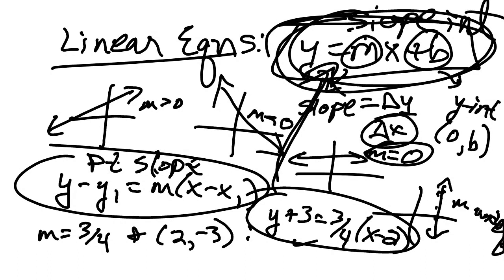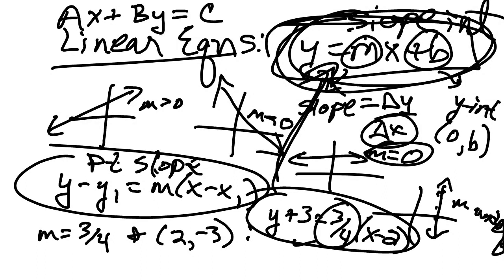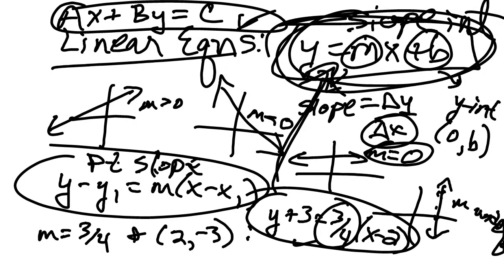And then we've also got standard form, and that would just be the pretty form. A lot of people don't like fractions, so we can clear it out by multiplying through by 4 and then get all your x's and y's on the left and all the numbers on the right. So ax plus by equals c, where a, b, and c are constants. That's standard form, which is the pretty form. Okay, so we can always do that if we need to.